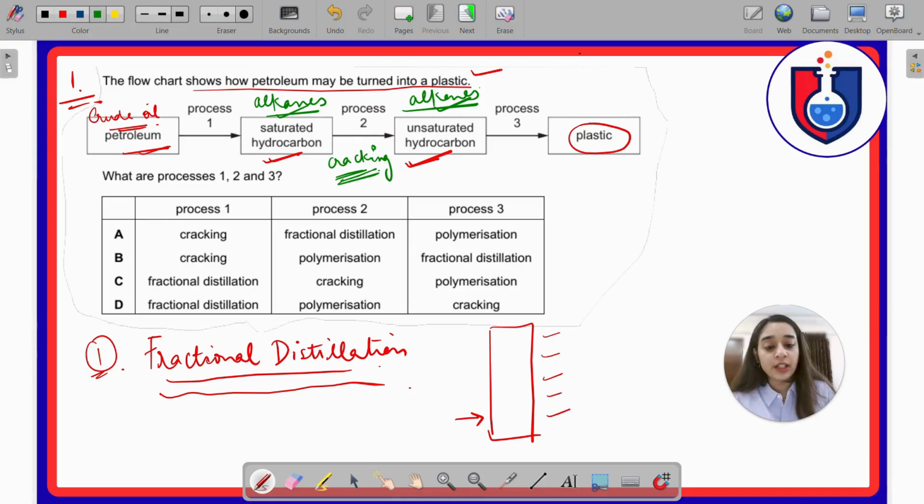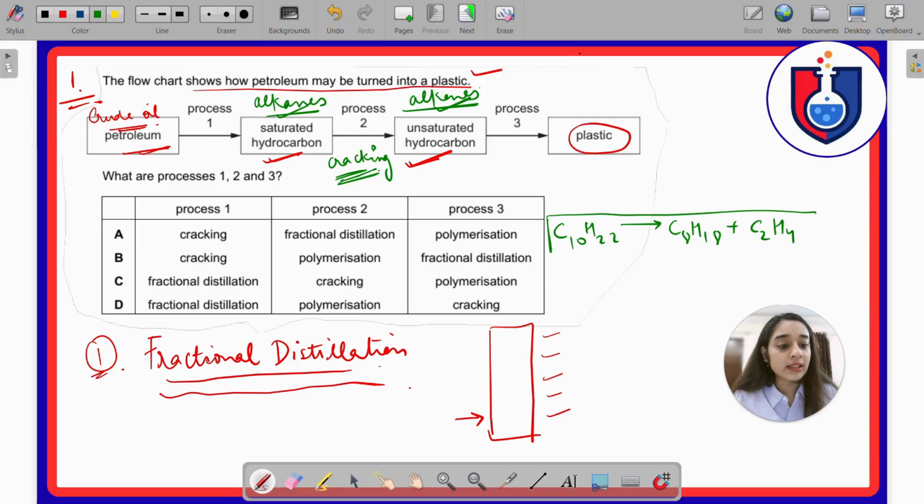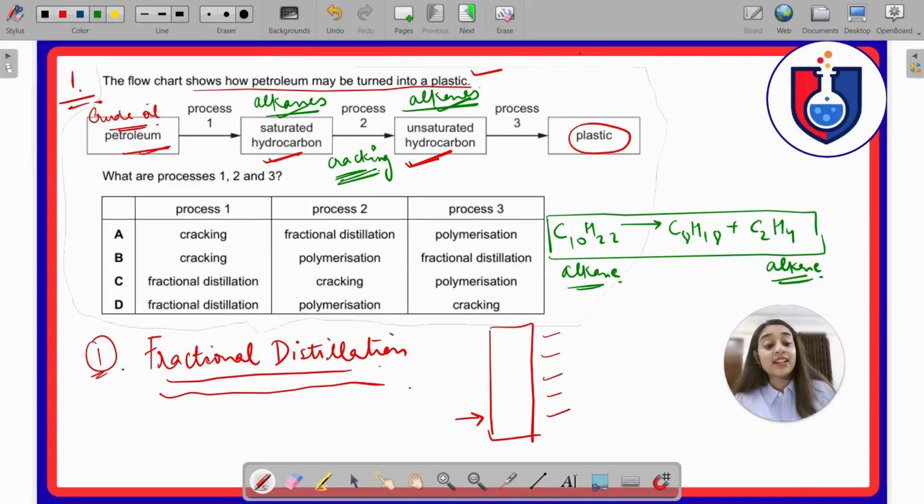There is this very important reaction also given in your book. Decane converts to octane plus ethene. As you can clearly see, first we had a saturated hydrocarbon, alkane, and now we have an alkene here, ethene. So clearly this process, catalytic cracking to be very precise, remember, alkanes to alkenes is via cracking.